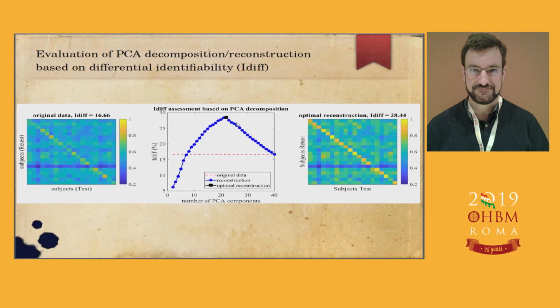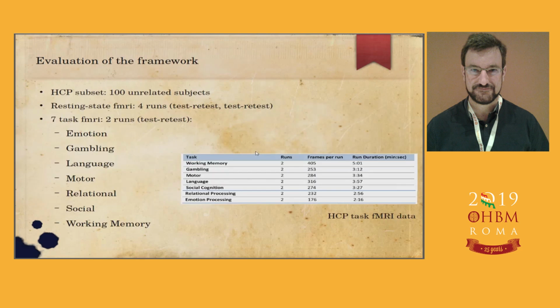But equally interestingly, there is an optimal point after which I'm overdoing it. I am removing from the data information that was actually helpful to differentiate the same subjects from different subjects. And if I really overdo it, I could even get a lower identifiability than if I don't use the method at all. So this was a small example with 20 subjects.